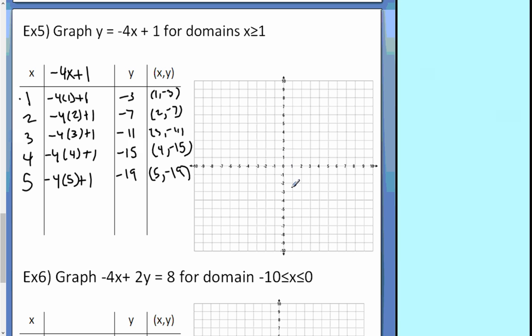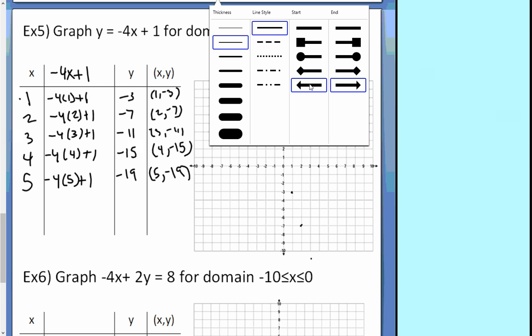1, negative 3 is here. 2, negative 7 is here. 3, negative 11 is off the page, but it would be about right here. And the rest of these points are off the graph, so I'm not going to bother graphing them. Now, this is the part I need you to understand. In every other problem that we've done so far, the line goes all the way through the graph. But in this case, that is not going to happen anymore. The line is going to start at a spot and keep going from there.